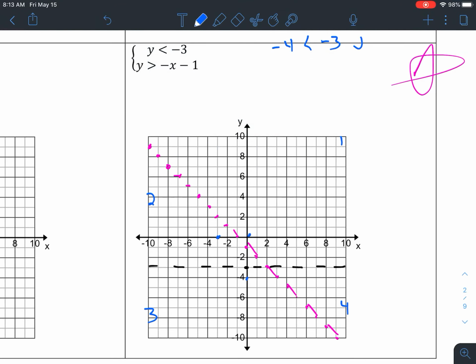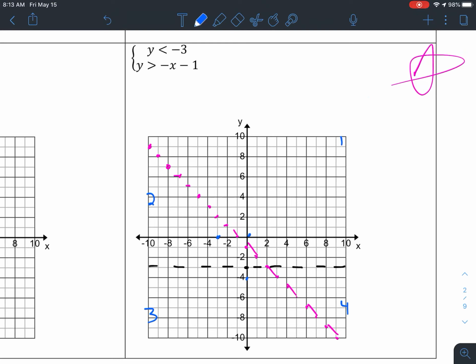And we said y is negative 4 and x is 0. Well, we look at that. Negative 4 is not greater than negative 1, so that's not true. So we have to move on and try zone 4 and see. So 1, 2, and 3 did not work.